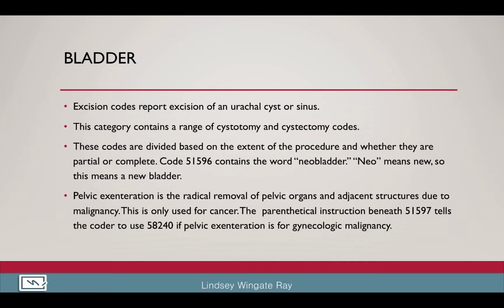Excision codes report excision of urachal cysts or sinus. This category contains a range of cystotomy and cystectomy codes. These codes are divided based on the extent of the procedure and whether they are partial or complete. Code 51596 contains the word neobladder. Neo means new, so this means a new bladder. Pelvic exenteration is the radical removal of pelvic organs and adjacent structures due to malignancy. This is only used for cancer. The parenthetical instruction beneath 51597 tells the coder to use 58240 if pelvic exenteration is for gynecologic malignancy.